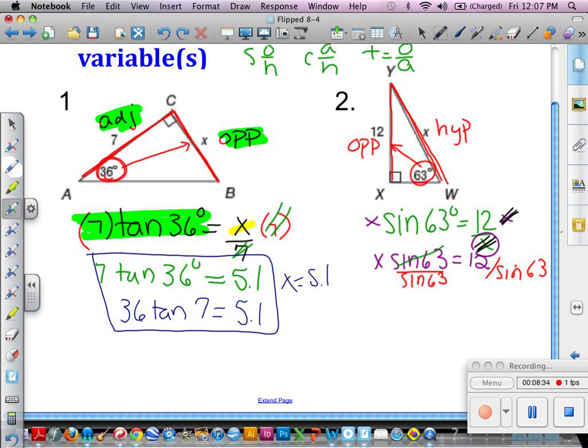The sine 63's cancel. So now, if I punch that in my calculator, I'm going to go 12 divided by, some calculators, you hit the sine and then the 63. Some calculators, you're going to go 12 divided by, then you have to punch the angle first, and then the trig function button. So you need to be checking this out on your calculator, people. Figure out how your calculator works. I would always use the same calculator, that way you don't have to worry about, I can't figure it out. I'm getting 13 and 5/10.